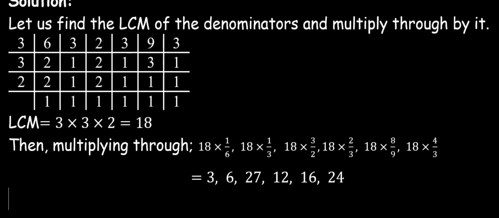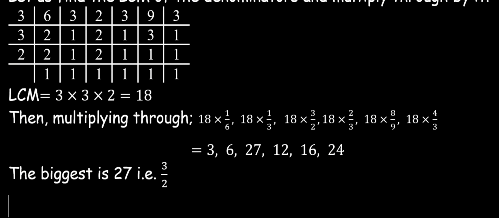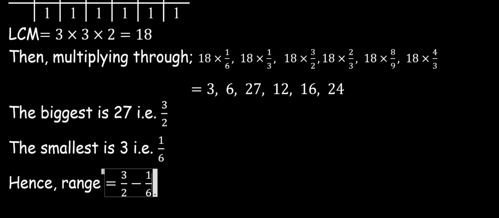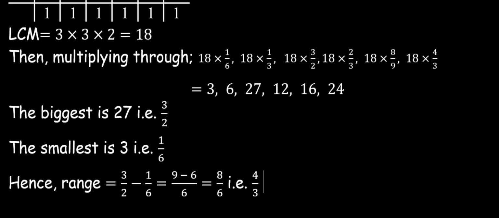The biggest is 27, and that is 3 over 2. The smallest is 3, and that is 1 over 6. Hence, range will be equal to 3 over 2 minus 1 over 6. And that's the same thing as taking the LCM here. We will have it as 9 minus 1 over 6, which is the same as 8 over 6. That is 4 over 3.